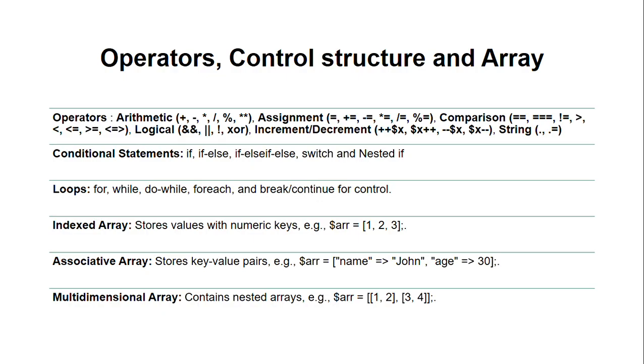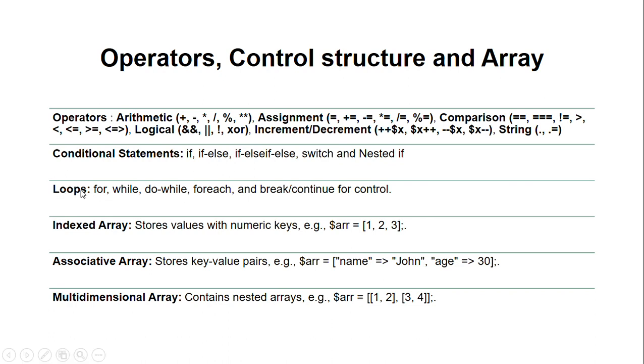Conditional statements in PHP. So we have 5 types of conditional statement. If, that is to check the condition. If else, if the condition is false, then what will happen? If else if, that is for checking multiple conditions. Switch, again it is for checking multiple conditions. And nested if, that is if within the if.